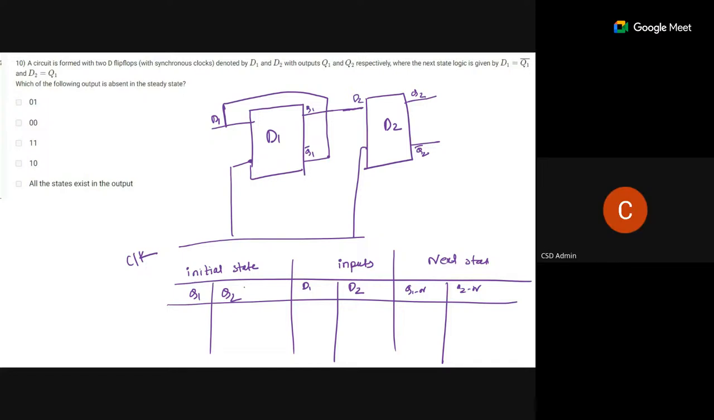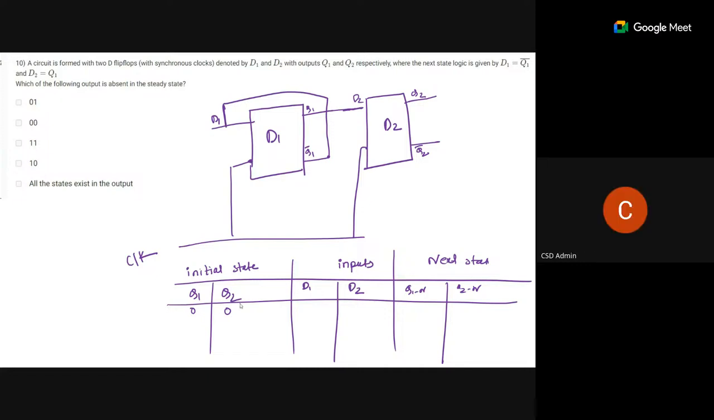So Q1, Q2 is 0, 0. Which of the outputs is not possible? Output will be in the next state. Unless we try all four combinations, we won't know. Let's first start with 0, 0. What is coming? Then after that, we'll see.